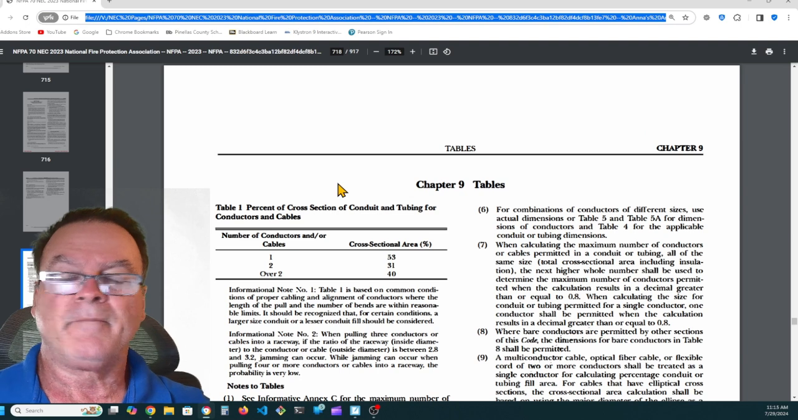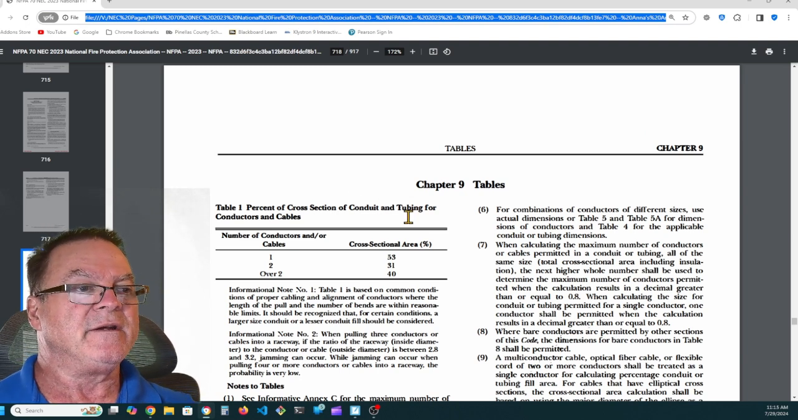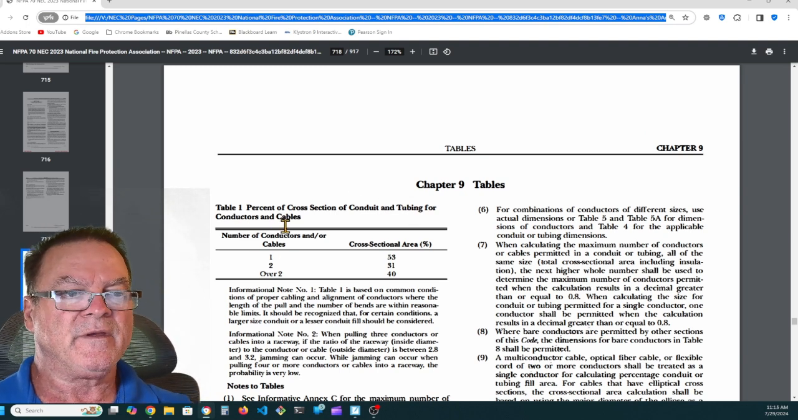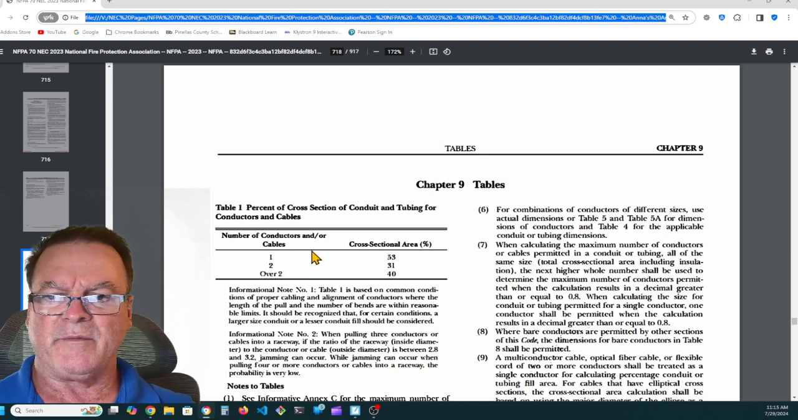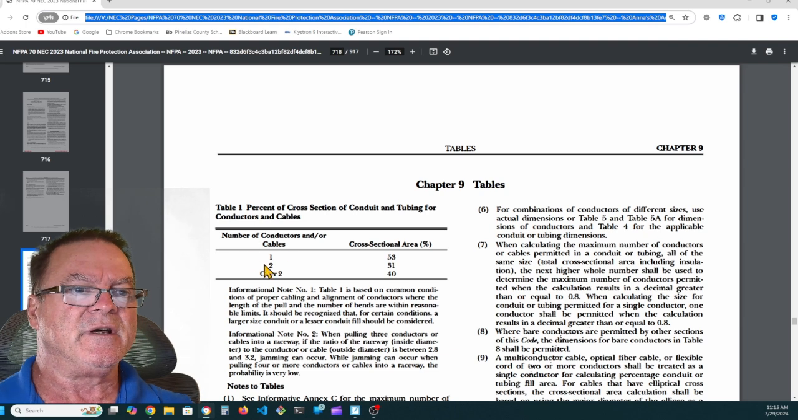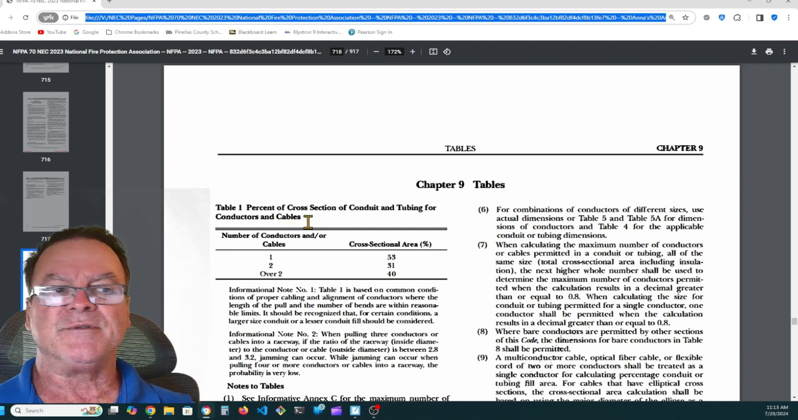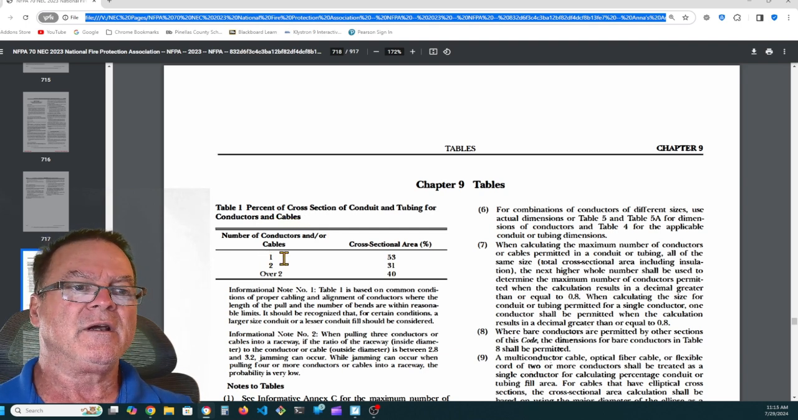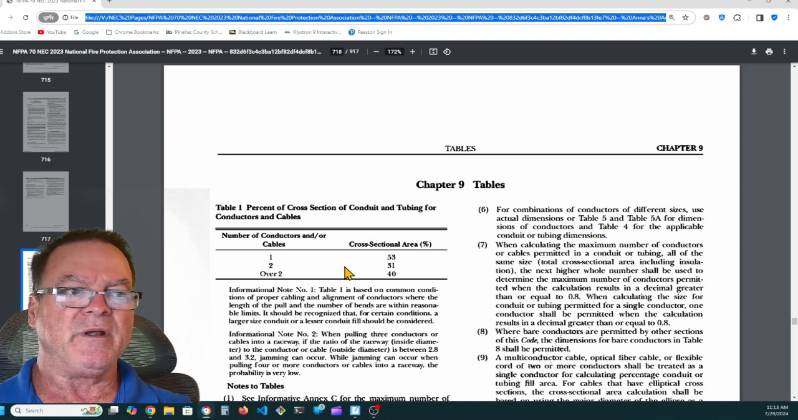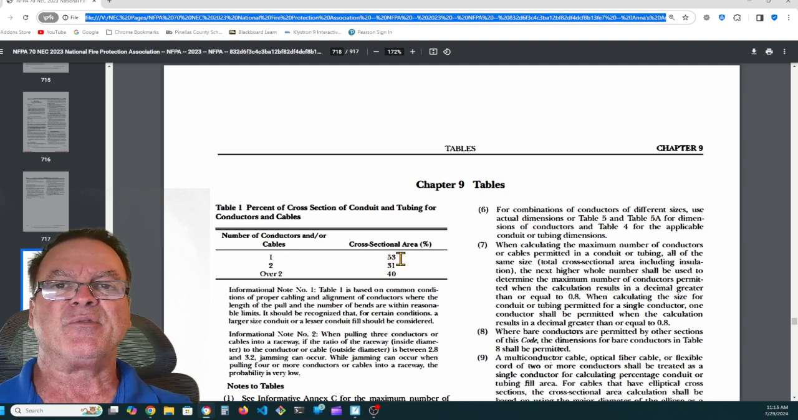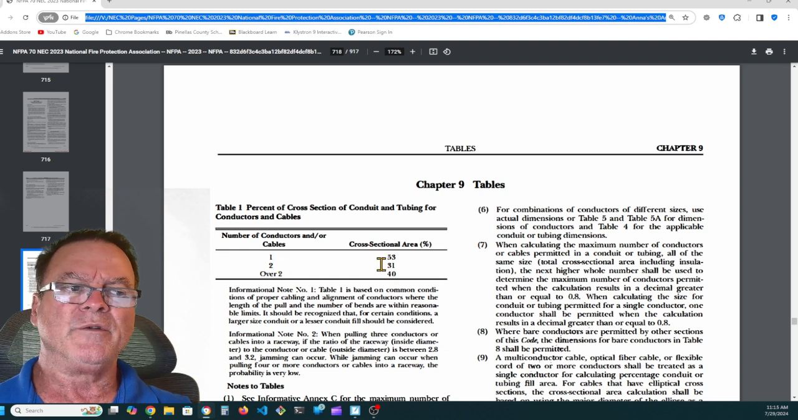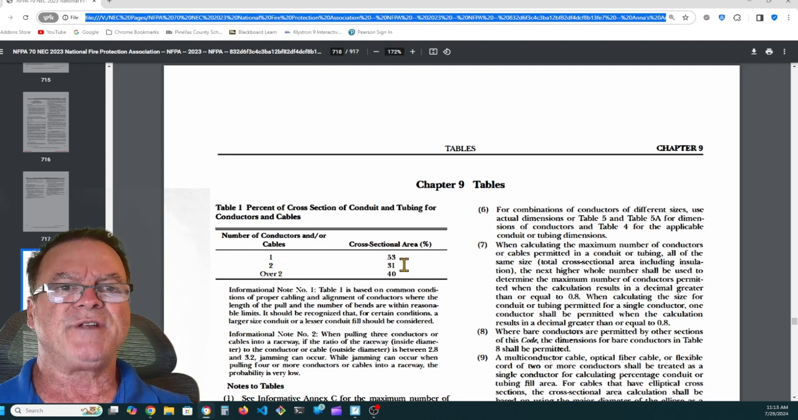Okay. Here we are in Chapter 9, Table 1 of the National Electrical Code. My PowerPoint was giving me problems for some reason. But Table 1 tells us the percent of cross-sectional area of conduit and tubing for conductors and cables: if we only have one conductor in a conduit, it can take up 53% of that conduit. If we have two conductors, they can only fill that conduit to 31%.